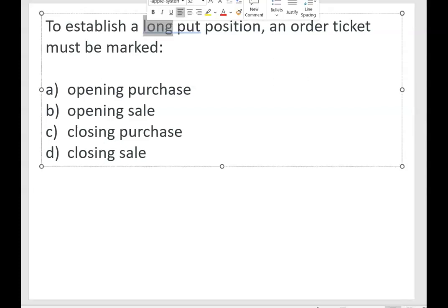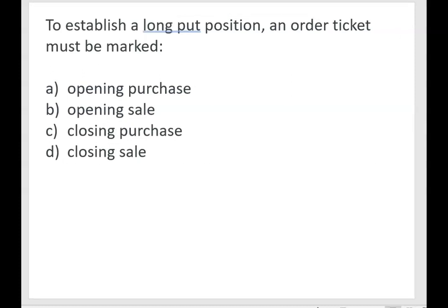All right, to be long, remember what the phrase long means? In industry jargon, long means to own. So if someone buys an investment, they own it, right? We say they're long the investment. So to establish a long put position, since it's something they establish and something they own, the best answer choice would be A, an opening purchase.